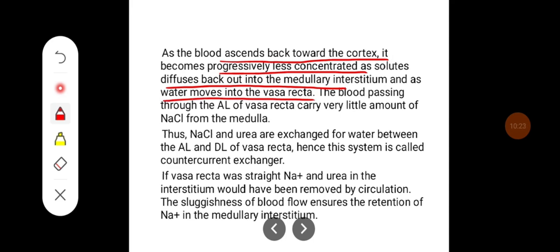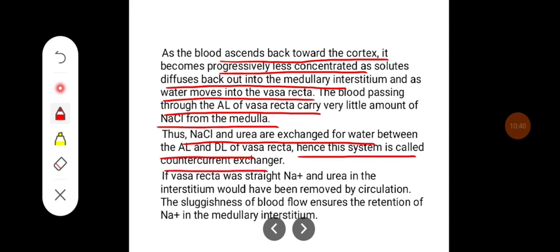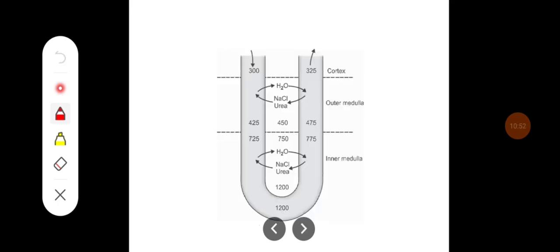The blood passing through the ascending loop of vasa recta carries very little sodium chloride from the medulla. Thus, sodium chloride and urea are exchanged for water between the ascending and descending loops of vasa recta. Hence, this system is called a countercurrent exchanger. If the vasa recta was straight, sodium and urea in the interstitium would have been removed by circulation. The sluggishness of blood flow ensures the retention of sodium in the medullary interstitium.